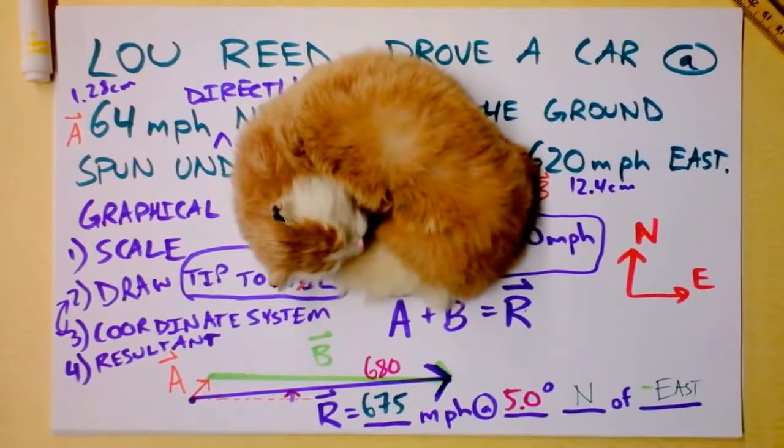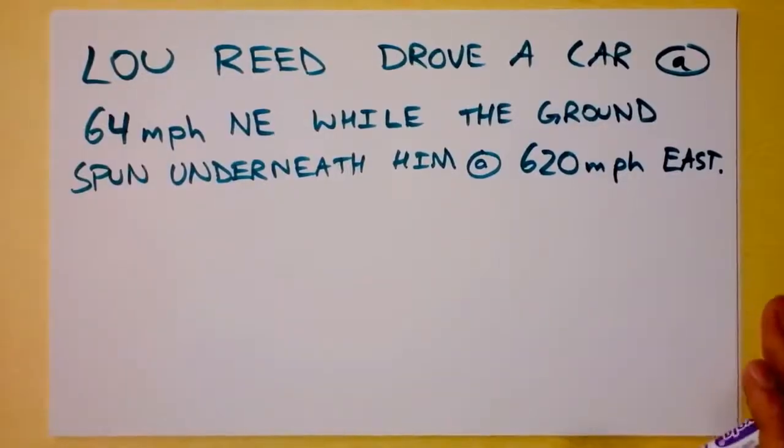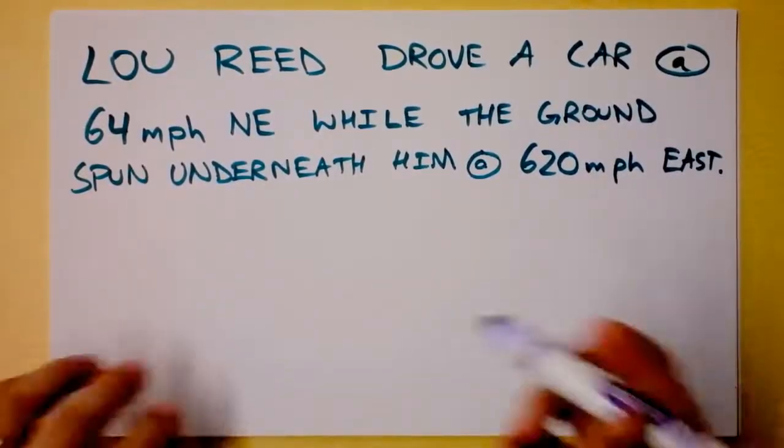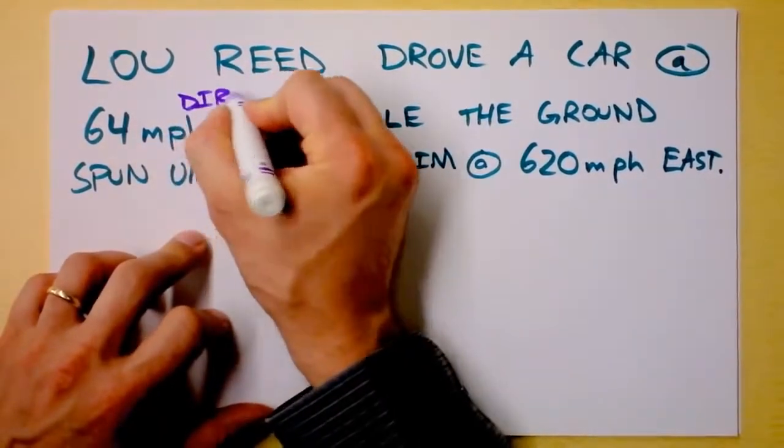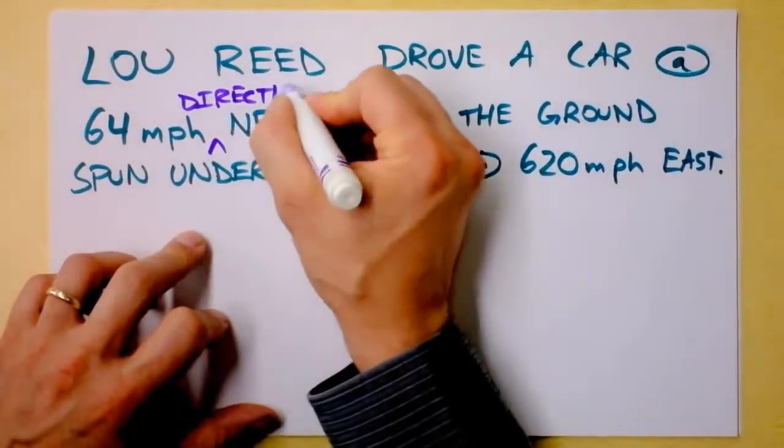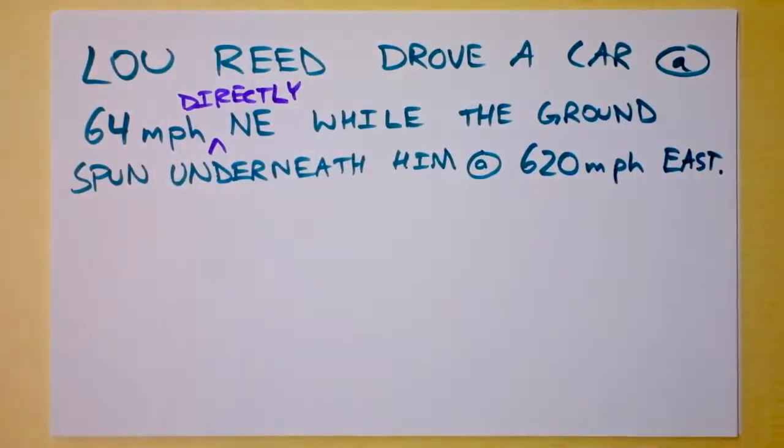Here's a problem that involves adding vectors. Lou Reed drives this car, see, at 64 miles per hour northeast. And I guess I should assume that these guys mean directly northeast or due northeast, whatever that means. That means 45 degrees away from north.